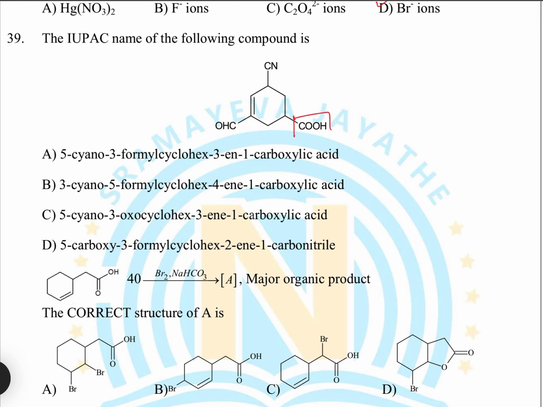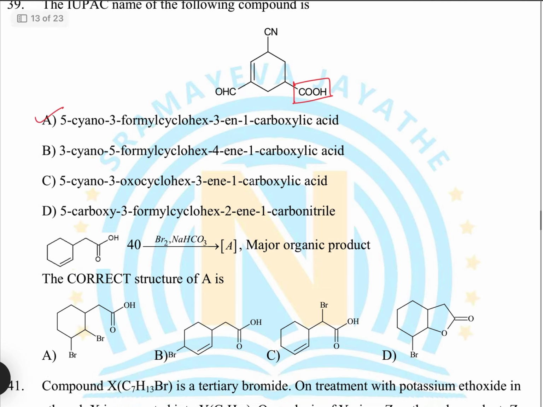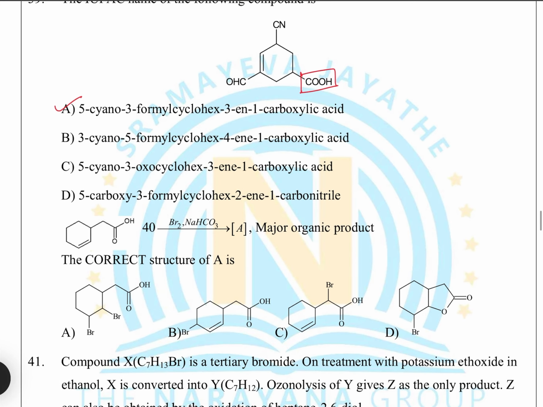Priority goes to COOH. COOH gets the highest priority. So 5 cyano, 3 formyl, cyclohex 3 en 1 carboxylic acid. Here, this is this side, sorry.